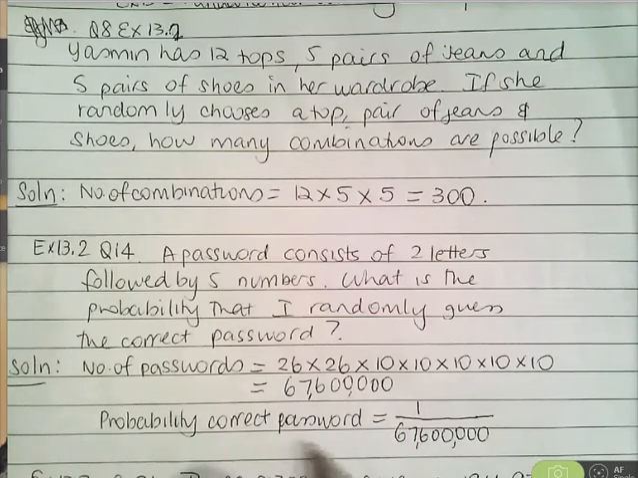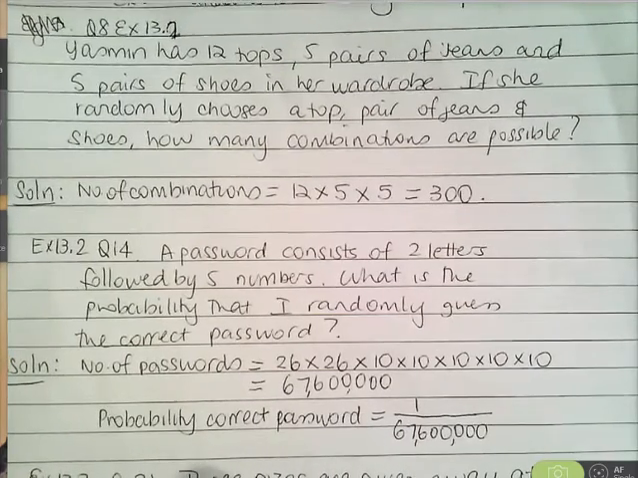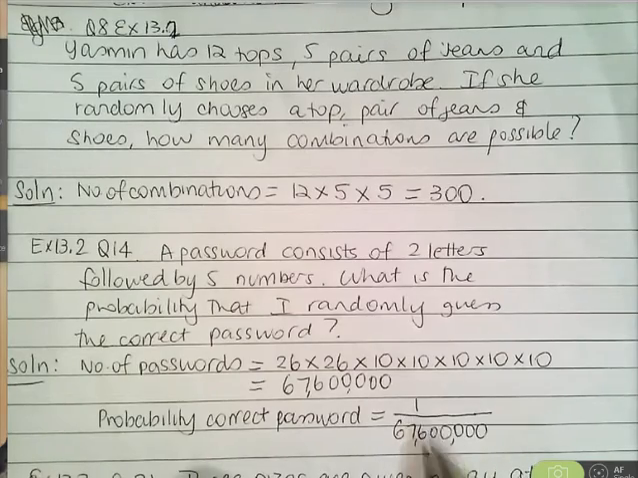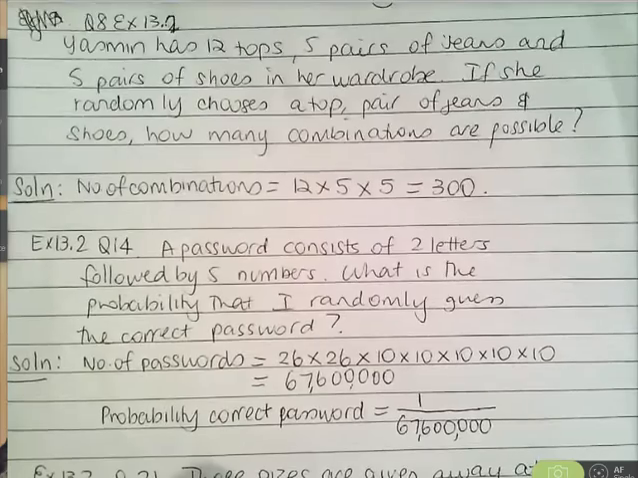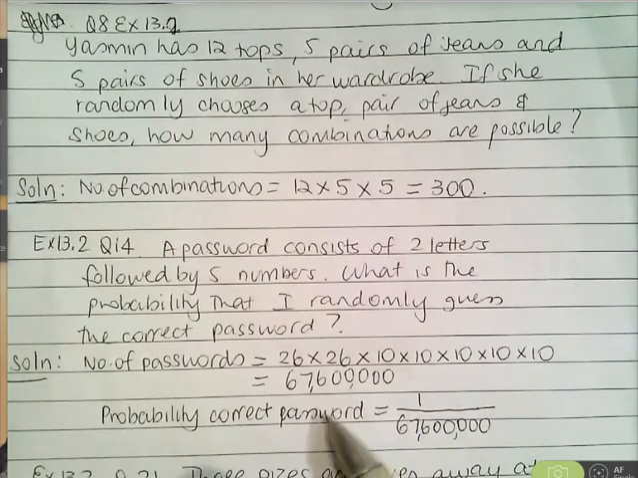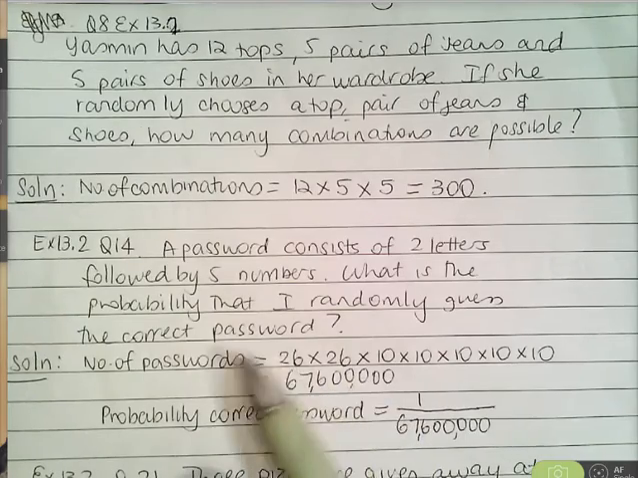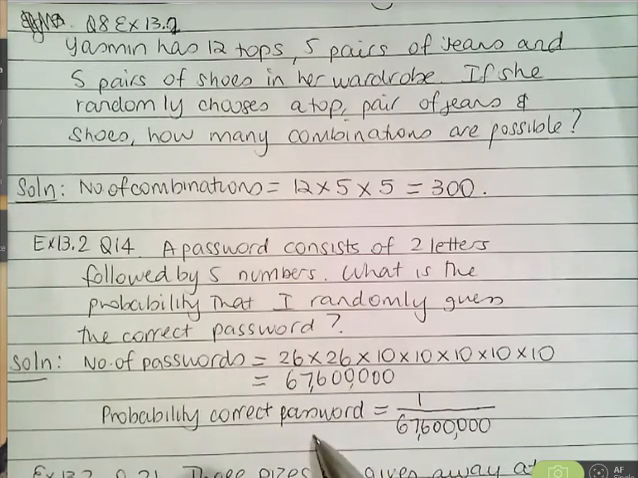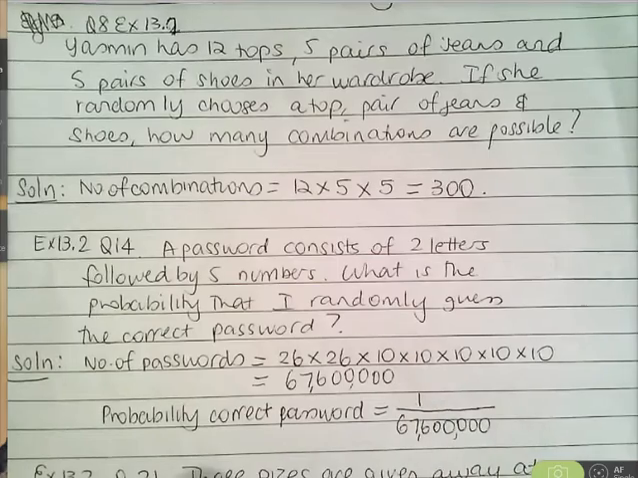So the probability that you get the correct password, there is only one correct password. So you've got one chance out of 67,600,000. So when you've got these probability questions, you first need to work out the number of different passwords that you can get, and then the probability, remembering there's only one correct guess.